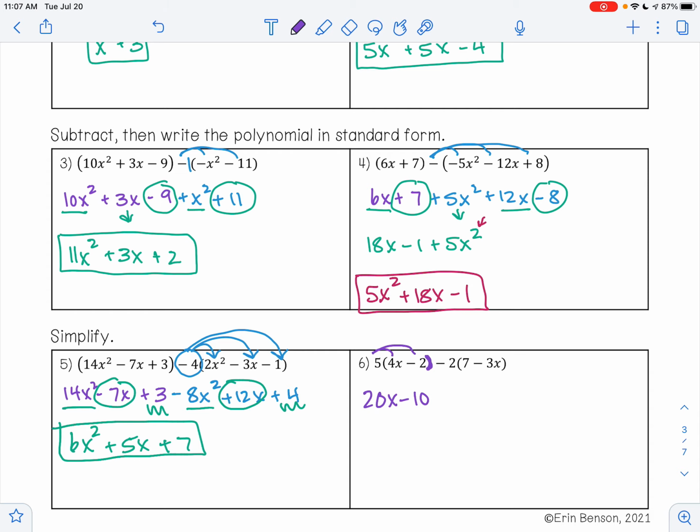When I look at my next part of this term, now I have negative 2. Negative 2 needs to be distributed to everything in this set of parentheses. Negative 2 times 7 is negative 14. And negative 2 times negative 3x is positive 6x.